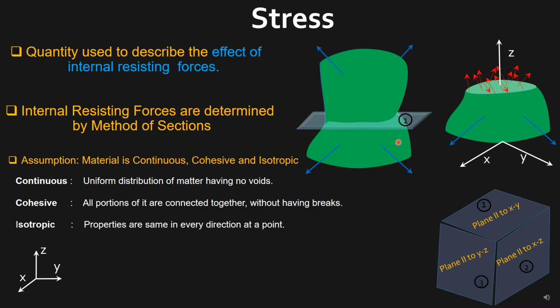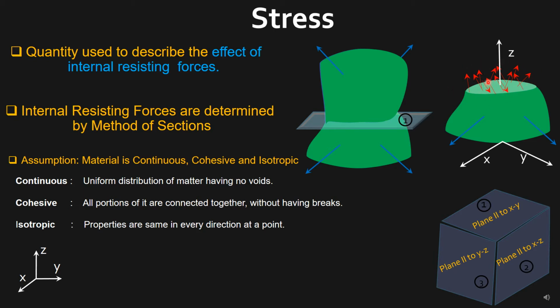So if I'm analyzing the bottom part of the body, you can also analyze the top part of the body. Then in the bottom part, you can see there are two blue arrows. That means these forces are pulling the body in the downward direction, but the body is in equilibrium. So it means there is a development of some internal resisting forces which are trying to keep the body in equilibrium. And these are the resisting forces which we are concerned about.